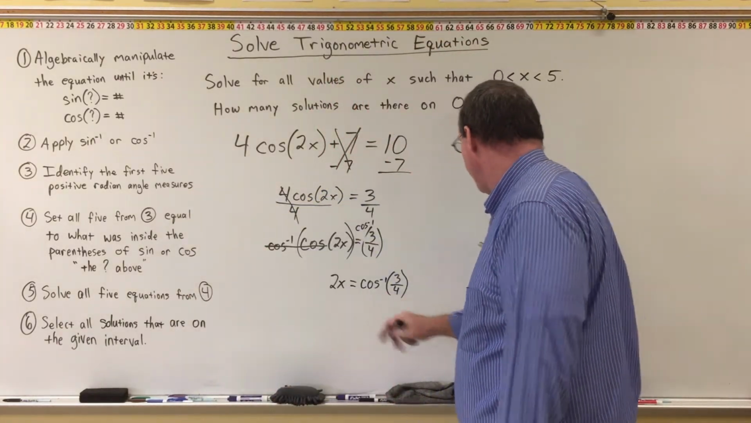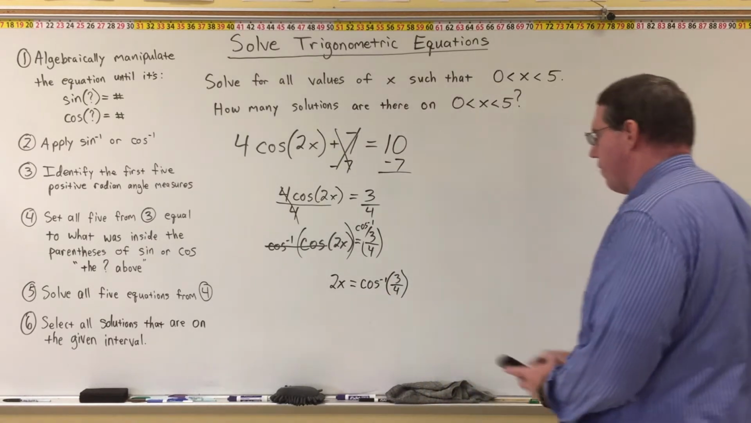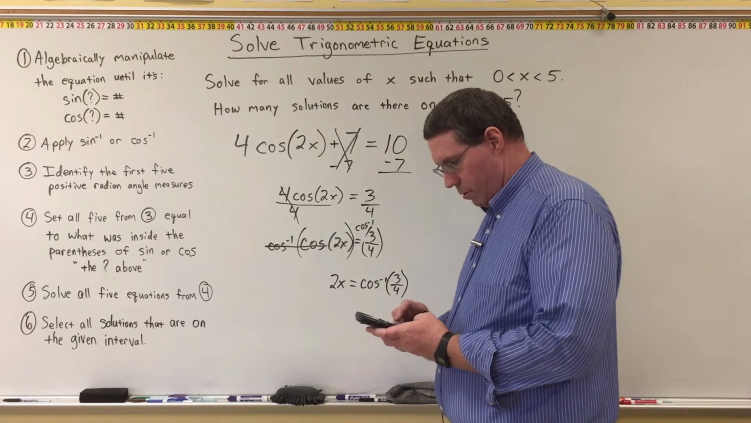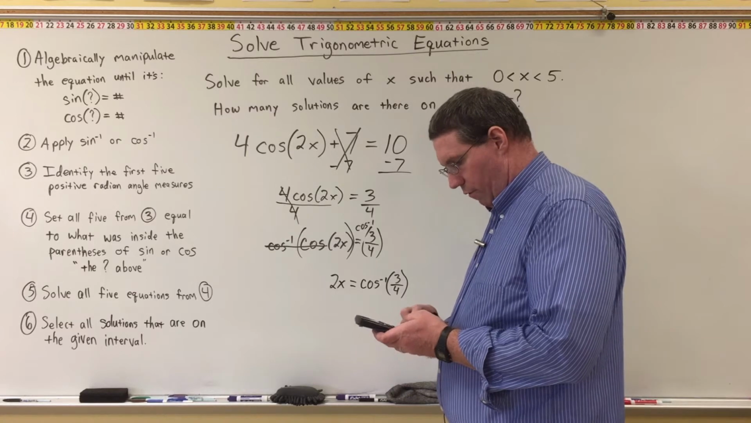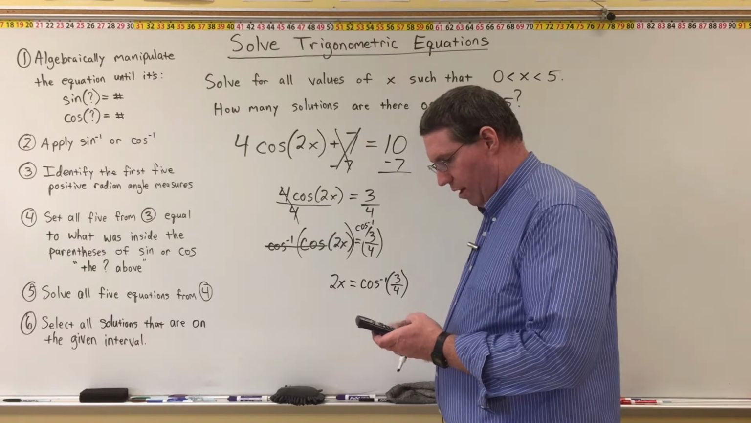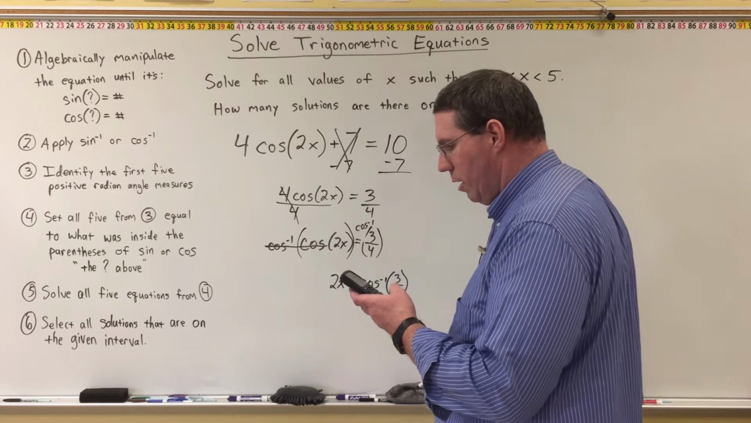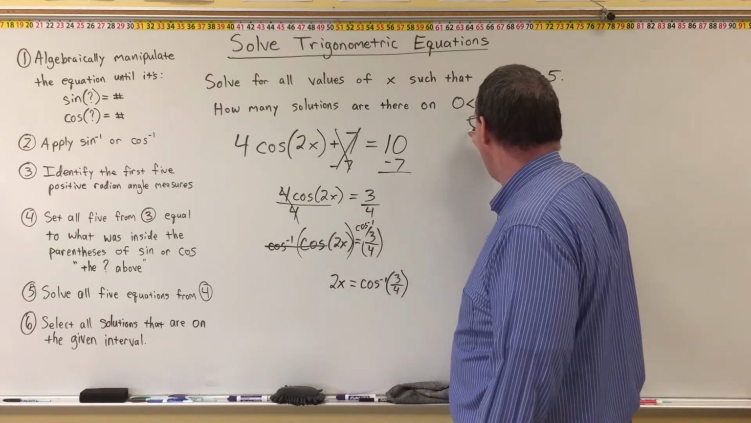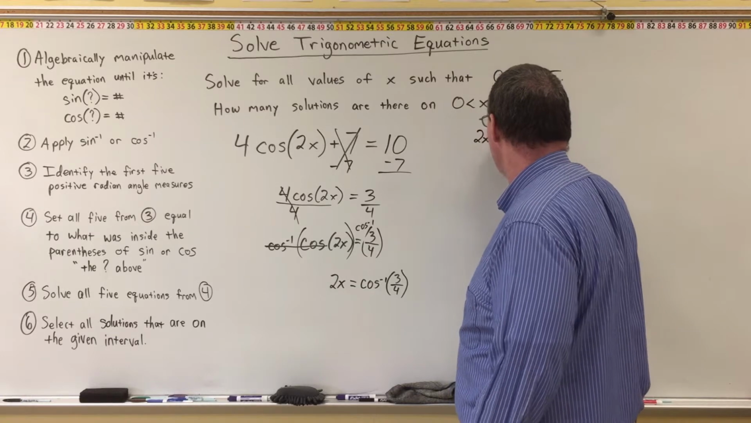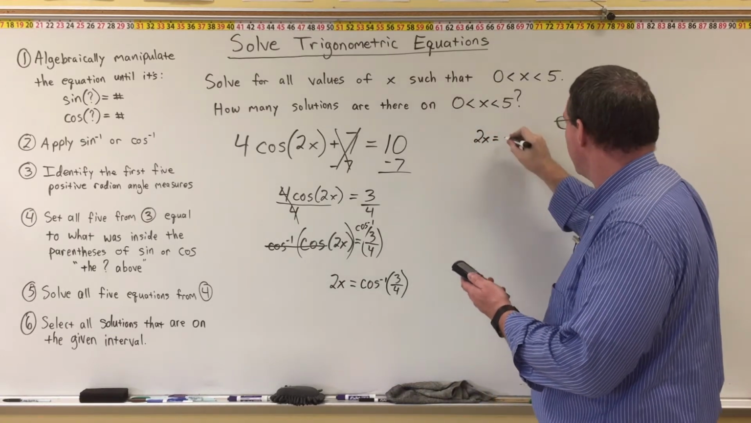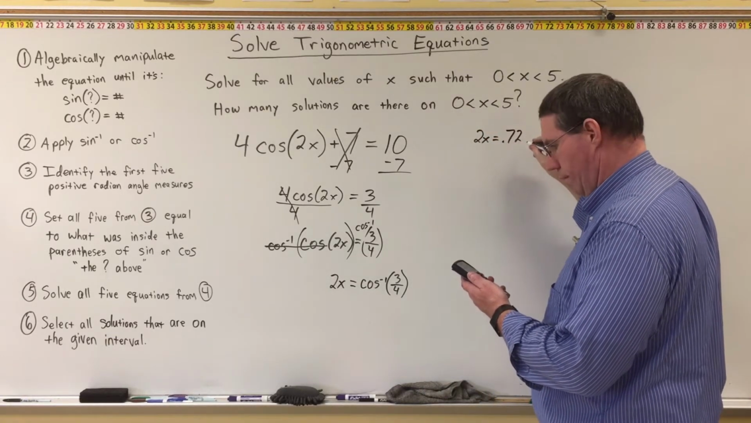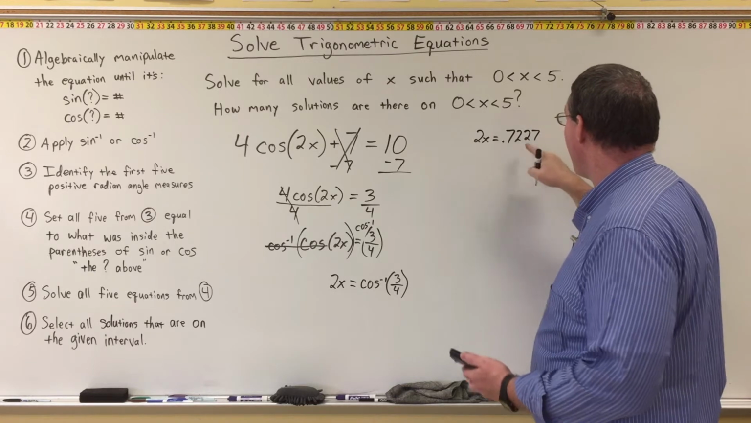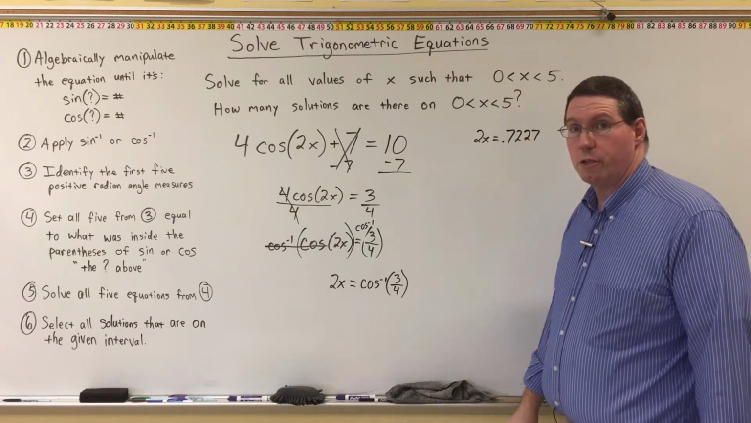Okay? So let's go ahead and get a calculator. We're going to do cosine inverse of 3/4. Cosine inverse of 3 over 4 gives us 0.7227. Instead of x equals, I'm going to write 2x equals 0.7227. Now that's a first quadrant solution right there.